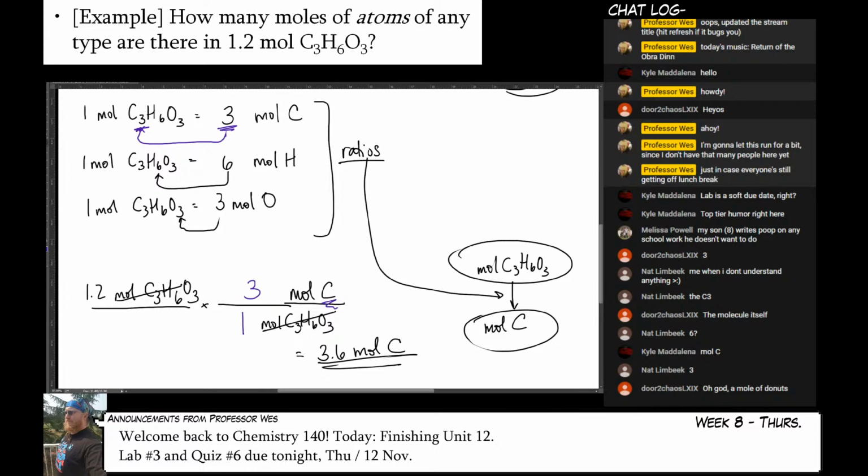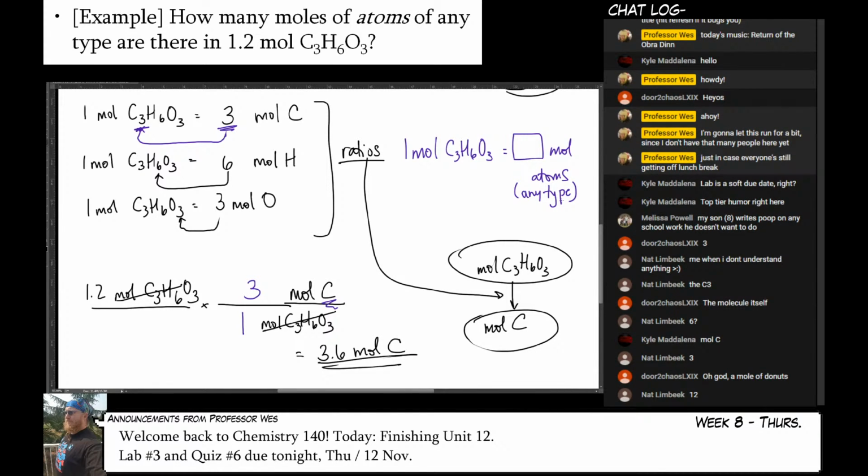So if I wanted to make a ratio like that, I would have to do something like this, and we'll do this in purple. In 1 mole of C3H6O3, how many moles of atoms of any type are there?